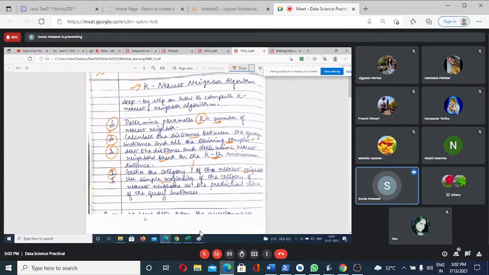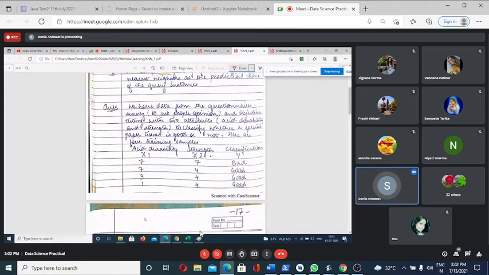Now, what exactly does the question say? First of all, just mark this table in your copies. Acid, durability, strength, and classification. Draw this table in your copies now.